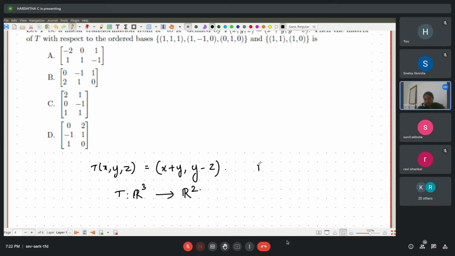I'll call it B1: (1, 1, 1), (1, -1, 0), (0, 1, 0). And the codomain basis has been given to be (1, 1) and (1, 0).